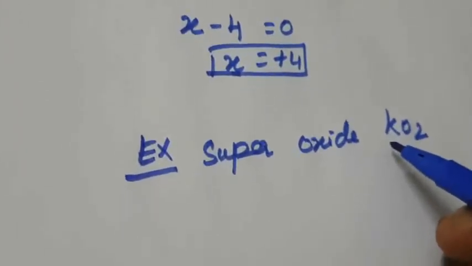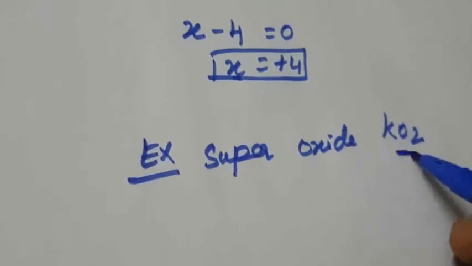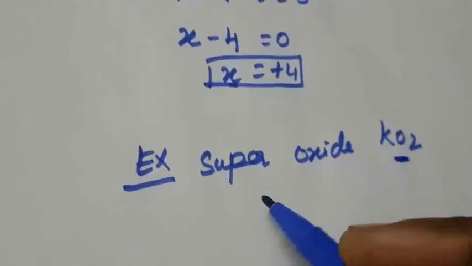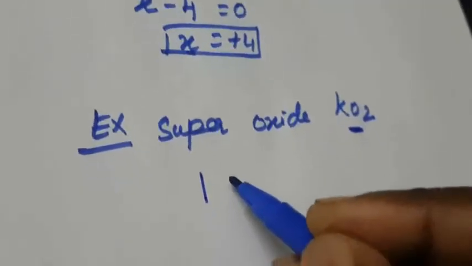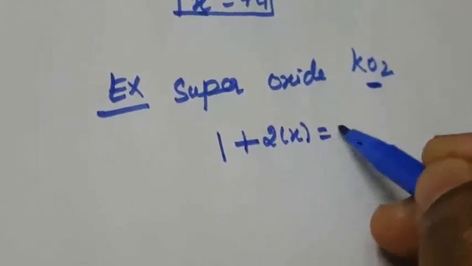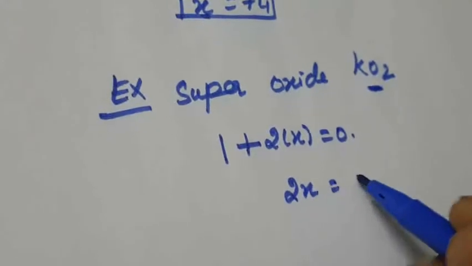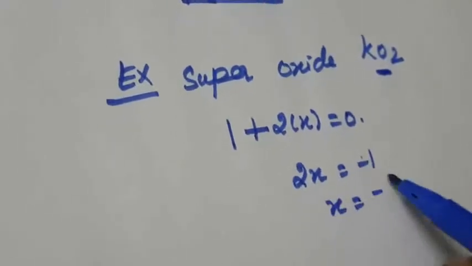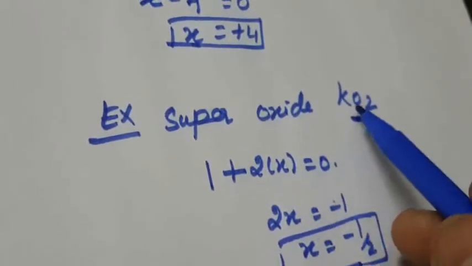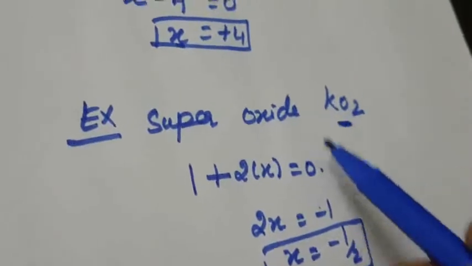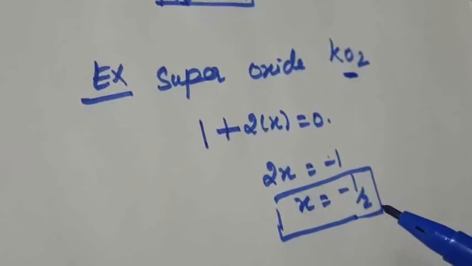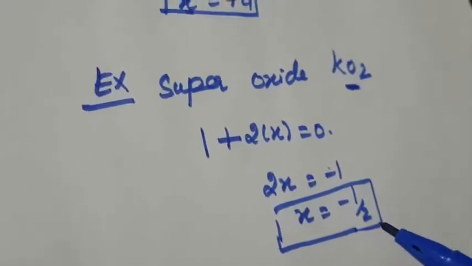You have to find out the oxidation number of oxygen in that molecule. Potassium is always +1. Oxygen you have to find out. So 1 + 2x = 0, 2x is equal to -1, x is equal to -1/2. Superoxide means two oxygens are there. So the oxidation state here is a fraction number. So the oxidation number may also be a fraction.